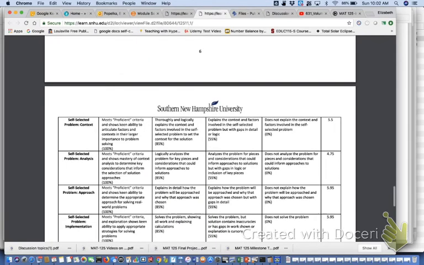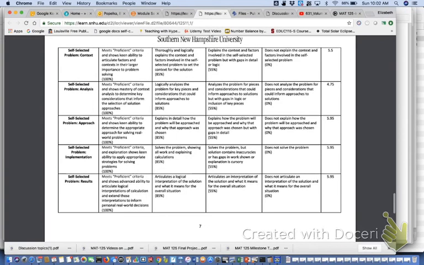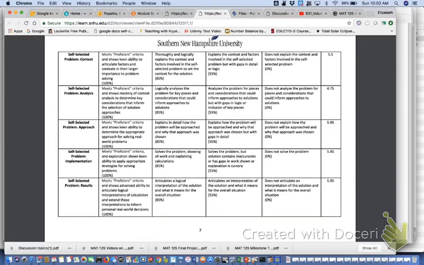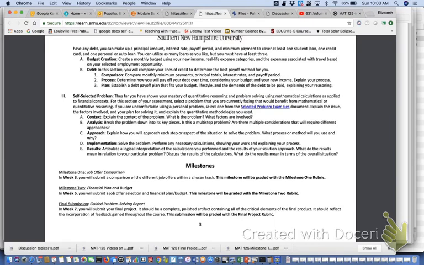All right, so now we're looking here where we say self-selected problem, context. Let's go back up to the problem for a second. It says context. Explain the context of your problem. What is the problem? What factors are involved? So I am reading just the first question right there. Explain the context of the problem. What is the problem? What factors are involved?